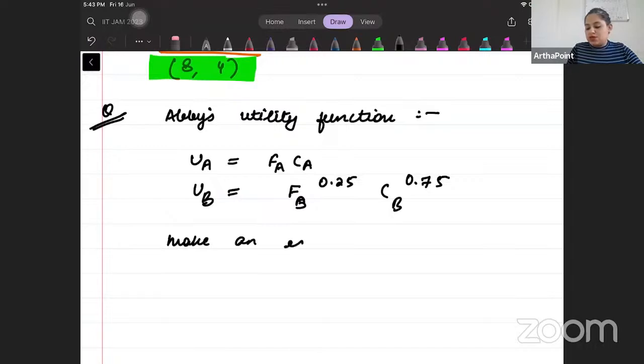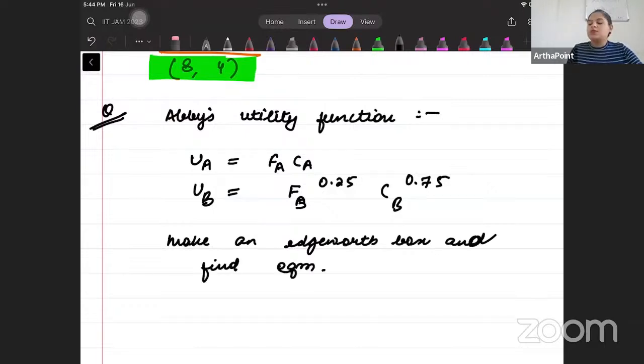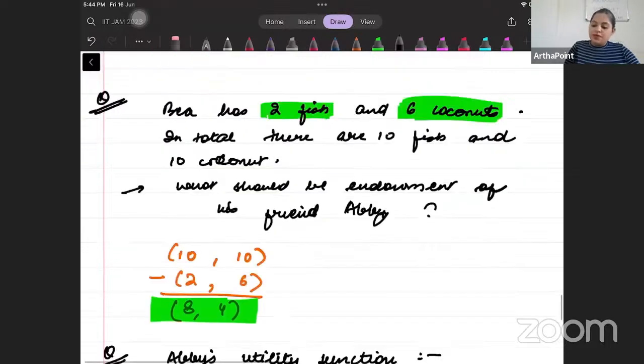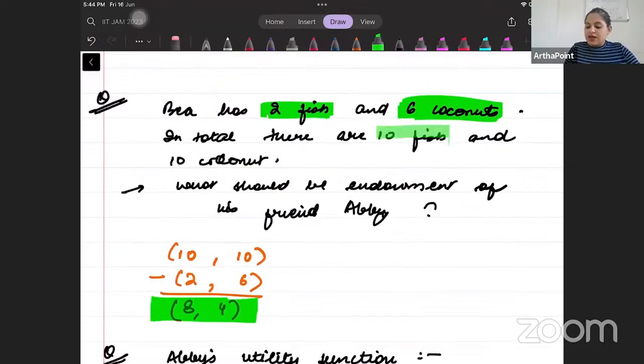And I'm asking you, make an Edgeworth box and find the equilibrium. And then draw the contract curve. But the Edgeworth box is simple. The total fishes are 10 and total coconuts are also 10. So it will be 10, 10, right?